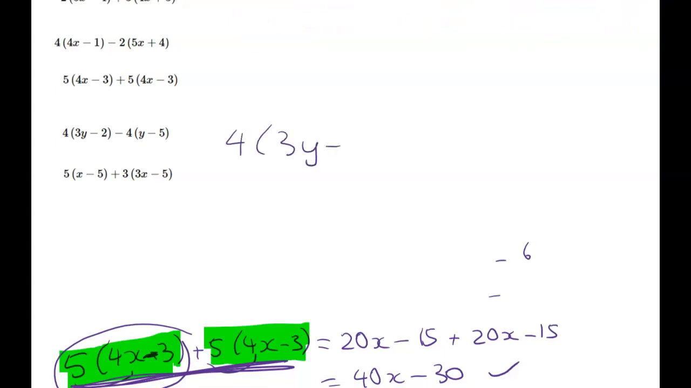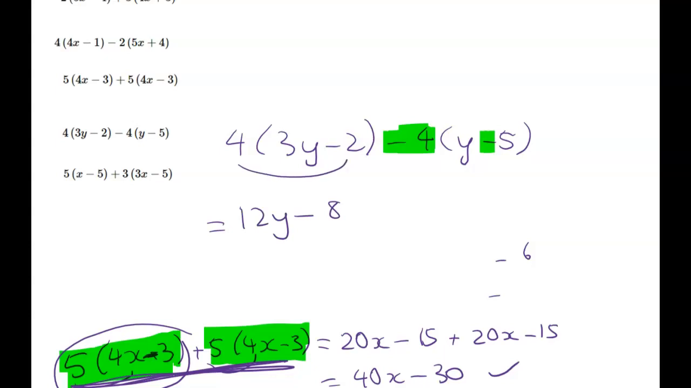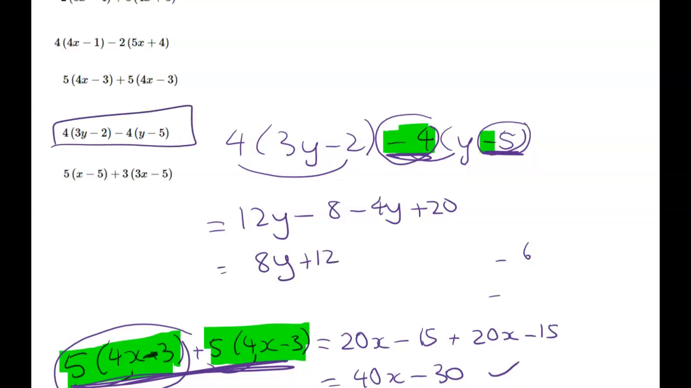So 4 times 3y minus 2 minus 4 times y minus 5. A big flashing light goes off as soon as we see this negative, because we have to be pretty careful with it. It's easy to muck this up. So 4 times 3y is 12y, minus 8. And then I have minus 4y. Lastly, I have 4 times 5, so 20, but it's going to be positive 20 because this is negative 4 times negative 5. Collecting the like terms gives me 8y plus 12. So that's that one done.